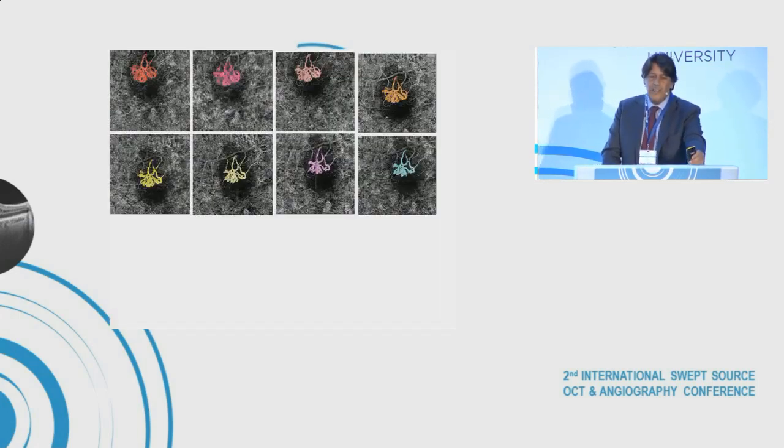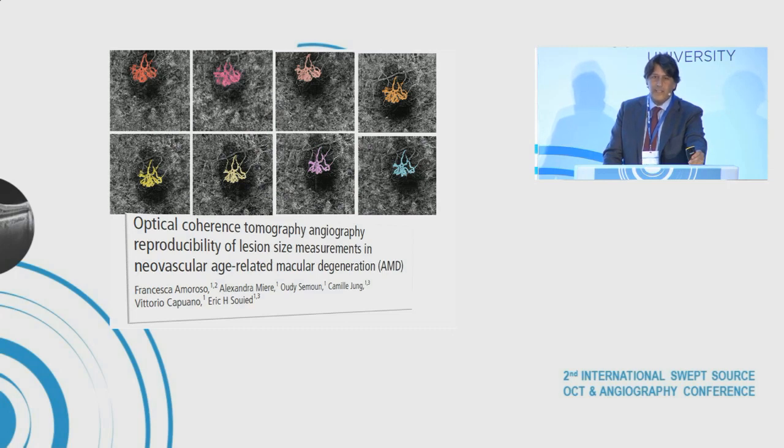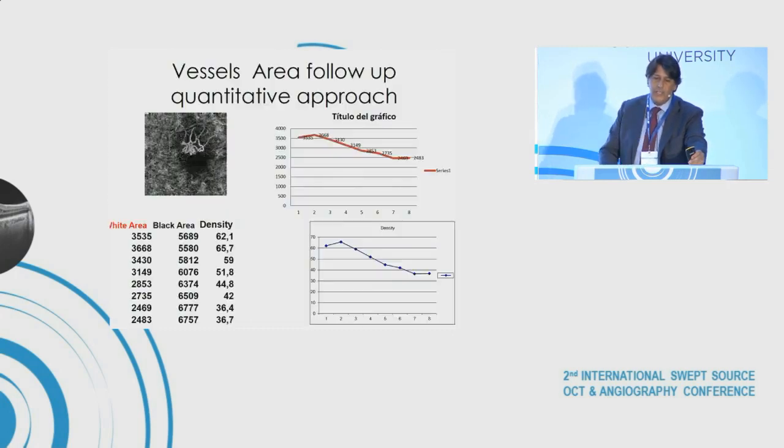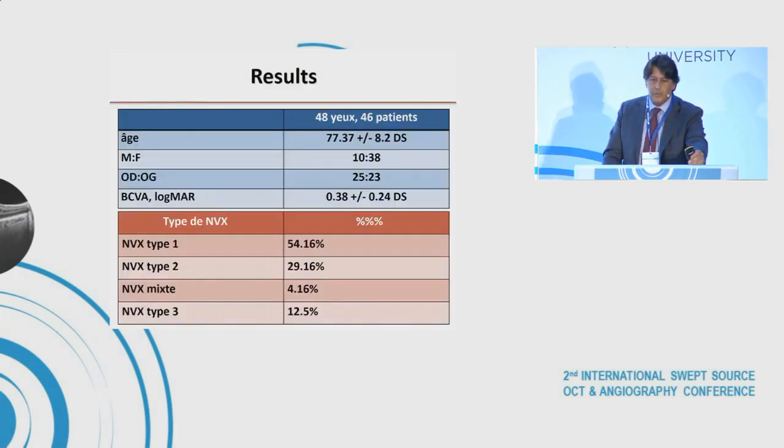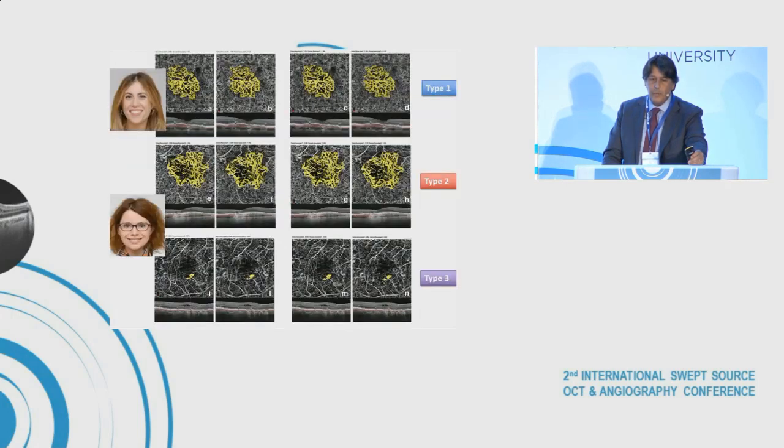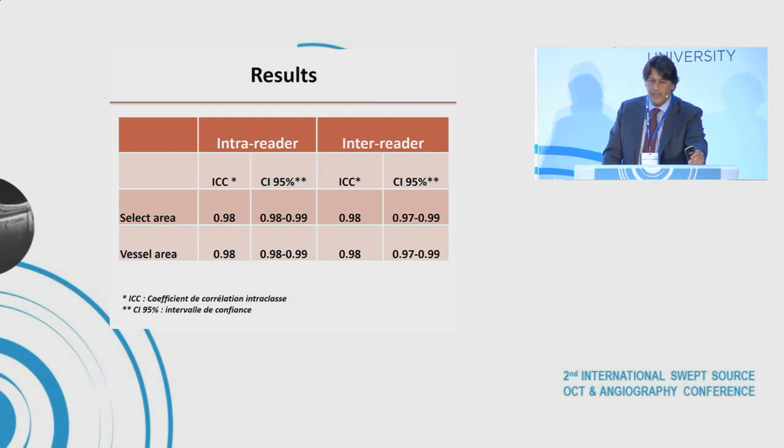Another point is the ability to quantify the lesion, to quantify the flow and the lesion in our patient. So we developed a small software some years ago that can be applied to any device, any machine, to detect the flow and the vessel area. And the results are pretty good. The agreement between the graders is very good for type 1, type 2, and type 3 lesions, with inter-reader and intra-reader correlation.